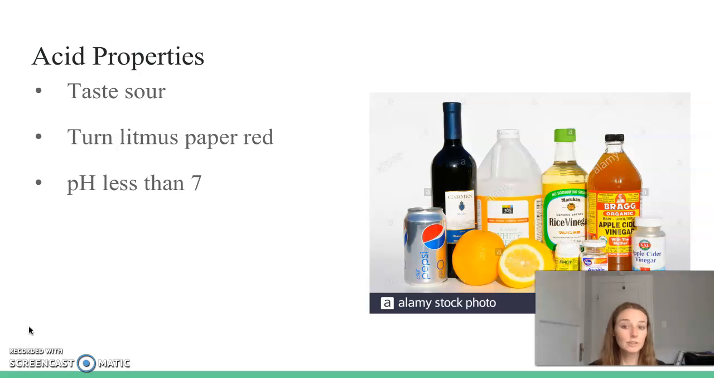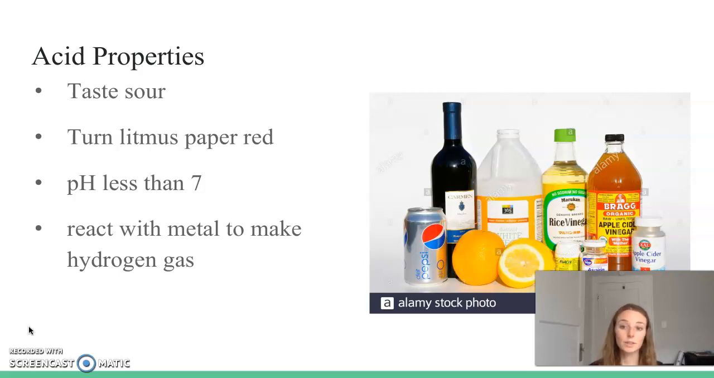It has a pH of less than 7, and this is what we talk about acidity levels on. Acids and bases can be on a pH scale from 0 to 14, and between 0 and 7 means it's an acid, so that helps us to determine how strong or how weak an acid or a base is. And acids will also react with metals to make hydrogen gas.